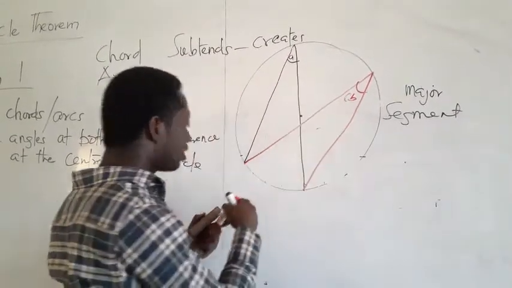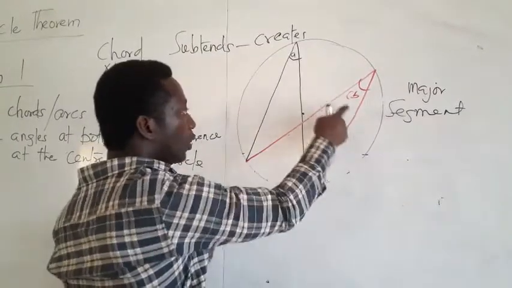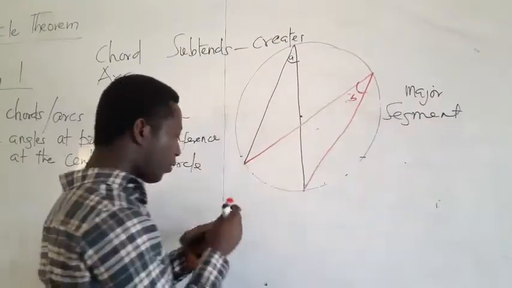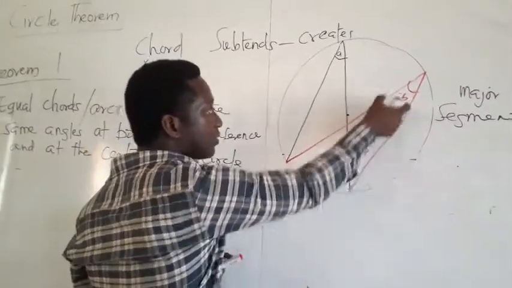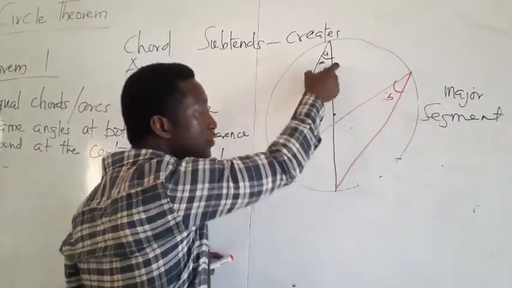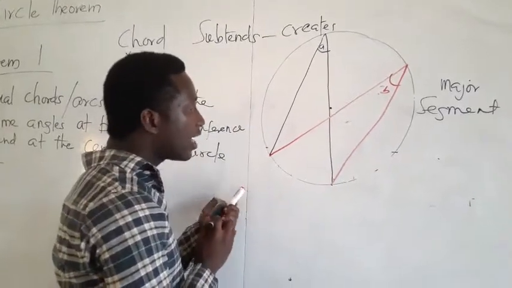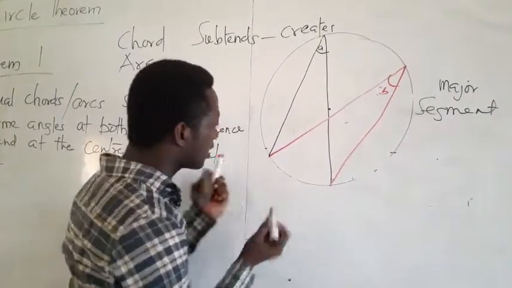Now the question is, what will be the value for A? What will be the value for B? So from the theorem, they are saying that these two angles, that is angle A and angle B, if you consider angle A, it originates from this arc.